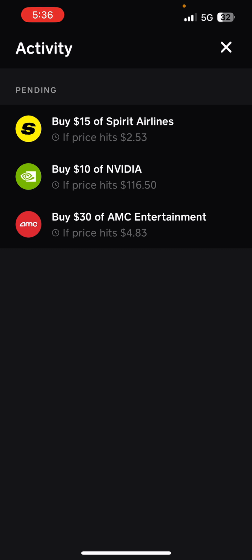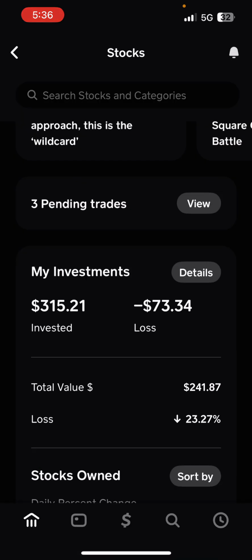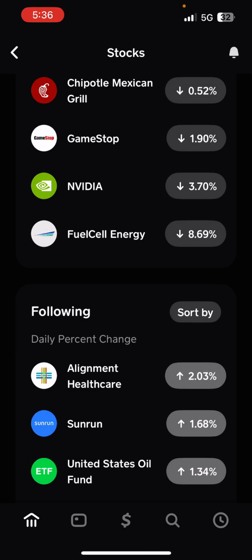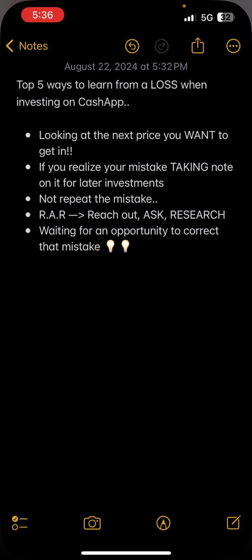So based on that, I already put a custom order for Nvidia. If it goes back down to 116, that's the sweet spot, right? I want $10 in Nvidia. That's going to make my average cost per share automatically go down. So I'm showing you guys that I already have that whole situation planned out, right?